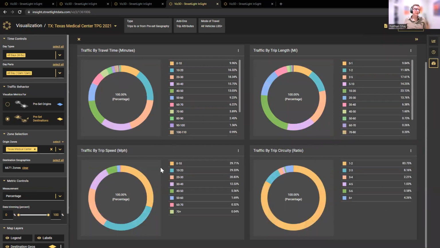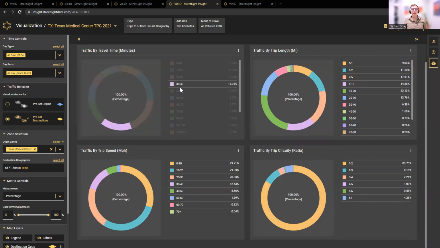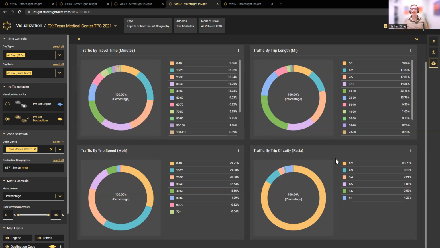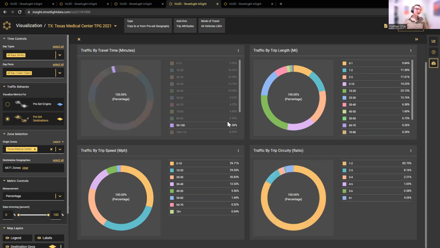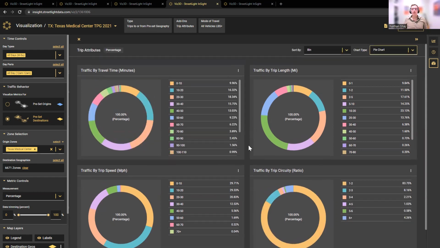Similar circuity ratio and traffic speed, travel time, but obviously vastly different than the pedestrian analysis we were looking at. You've got much longer trips, much faster speeds, much less circuity generally. So that was just a quick whirlwind tour of some of the types of analysis we could do. Does anyone have any questions on this or anything else that I've talked about so far?